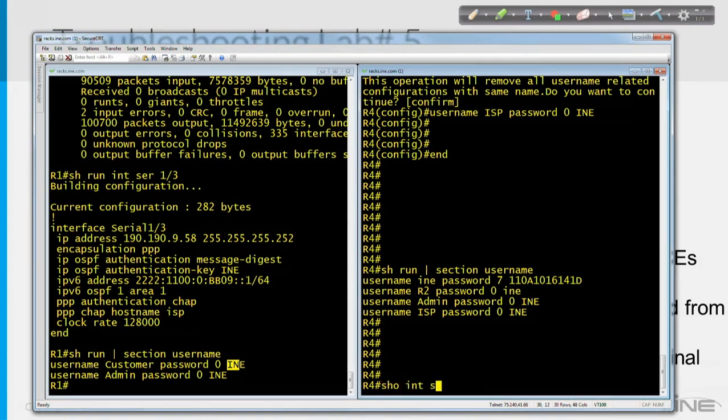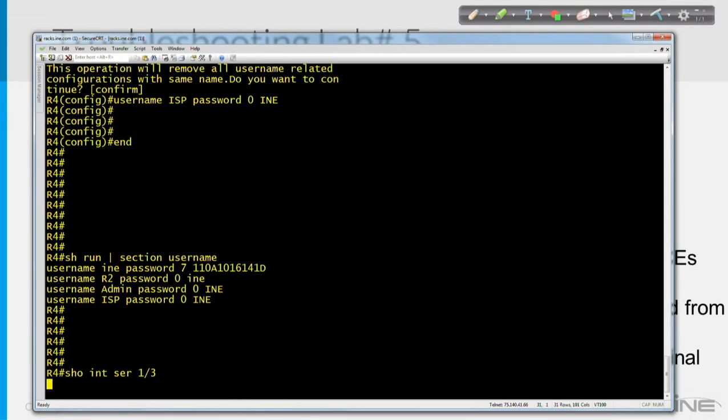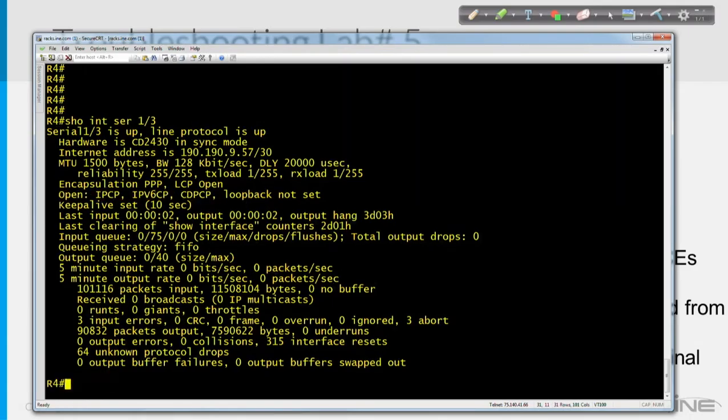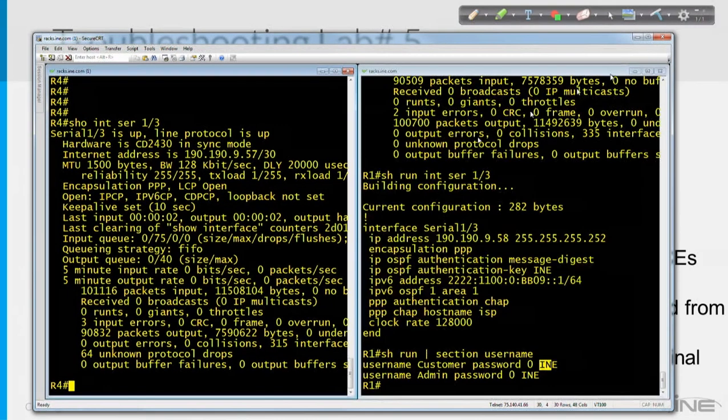Show interface serial 1/3. Now the line protocol is up. LCP is open, and our network control protocols are open. Yeah, so this confirms what I had mentioned earlier, that in the username statement, the username does not have to match in case. It's not case sensitive, but the password is case sensitive.